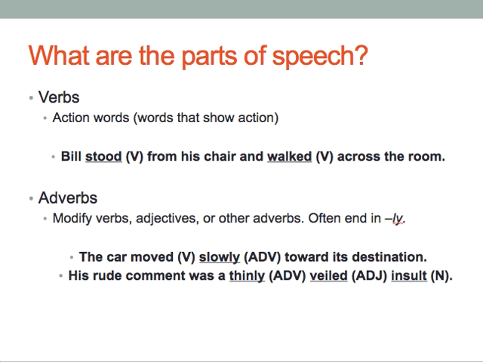Verbs, of course, are action words, words that show action. Bill stood, verb, from his chair and walked, verb, across the room.